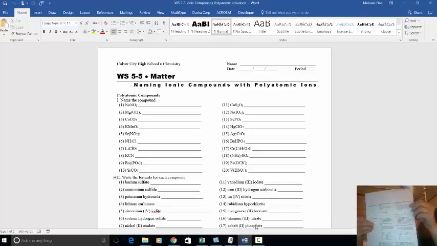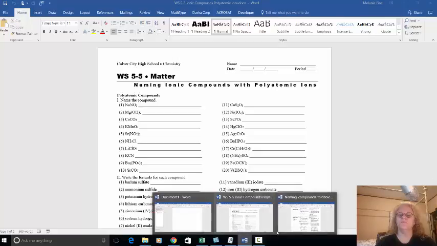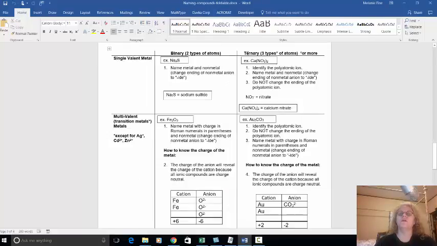Let's look at this handout here and read what it says. Ternary, 3 types of atoms or more. For example, CaNO3 2. Identify the polyatomic ion. That you're going to need to do with your periodic table. So everybody should have a periodic table out as well.